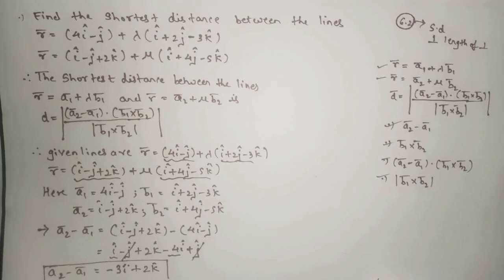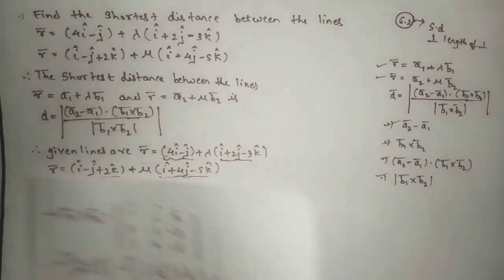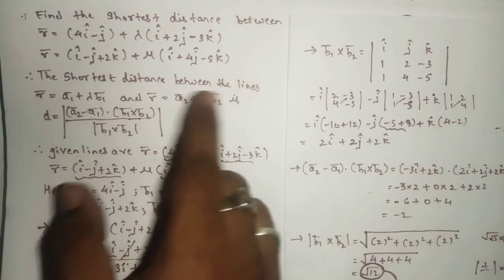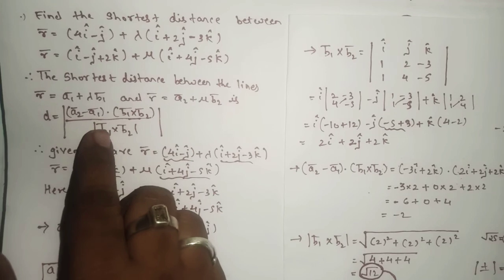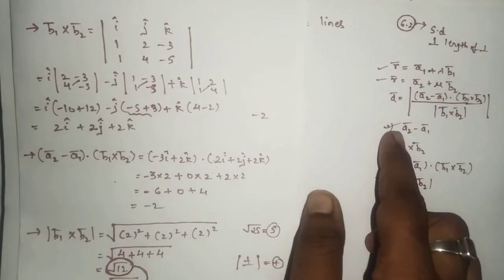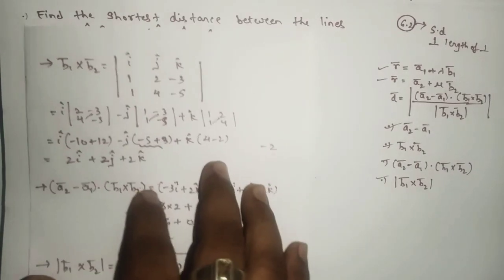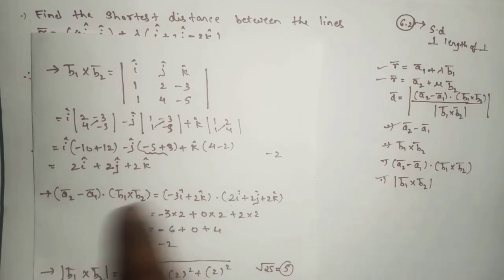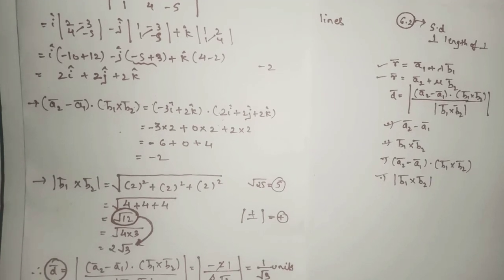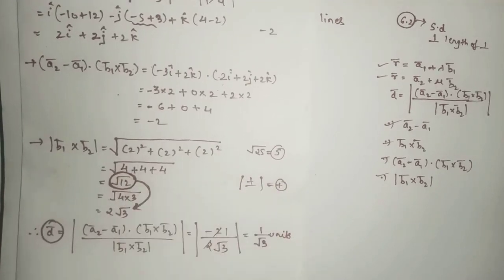So once again I will explain this sum. First you will write the shortest distance between the lines like this, then you will write the formula. After that you will compare these two equations, where you will get a1, b1, a2, b2. According to the steps, first you will find a2 minus a1, then you will find b1 cross b2, then you will find the dot product for the numerator section, and after that you will find the magnitude of b1 cross b2, and in the final step you will write the formula and substitute all the values.